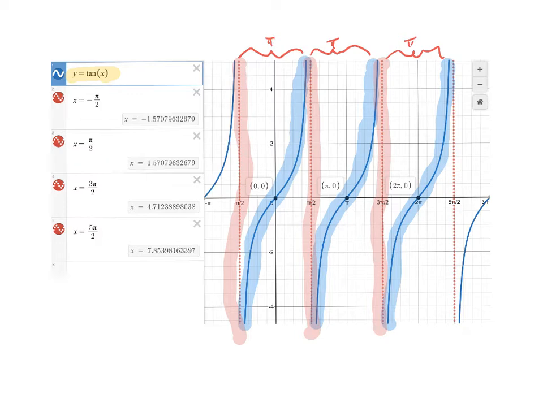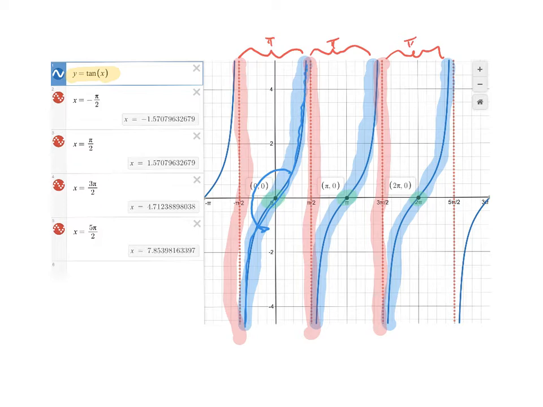Finally, there's one other interesting point, and that is this inflection point here where we have rotational symmetry. So if we were to take this curve and rotate it 180 degrees around this point, it would look exactly the way it looks now, which is it would still have this shape.